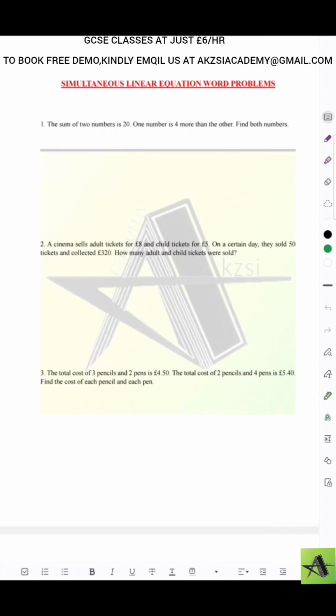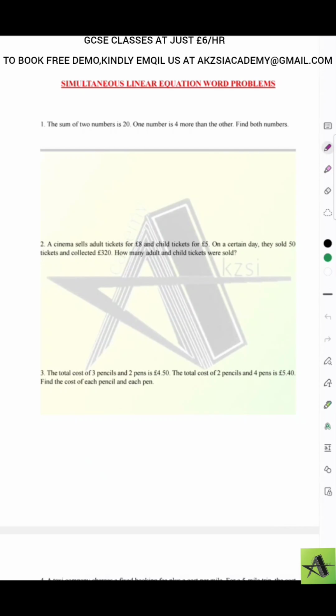Today we are doing worded problems on simultaneous linear equations. So let me do question number 1. It says the sum of two numbers is 20 and one number is 4 more than the other. Find both the numbers. So obviously we need to take help of algebra, and it's a linear simultaneous equation. That means obviously we'll be getting two different equations and also in two variables.